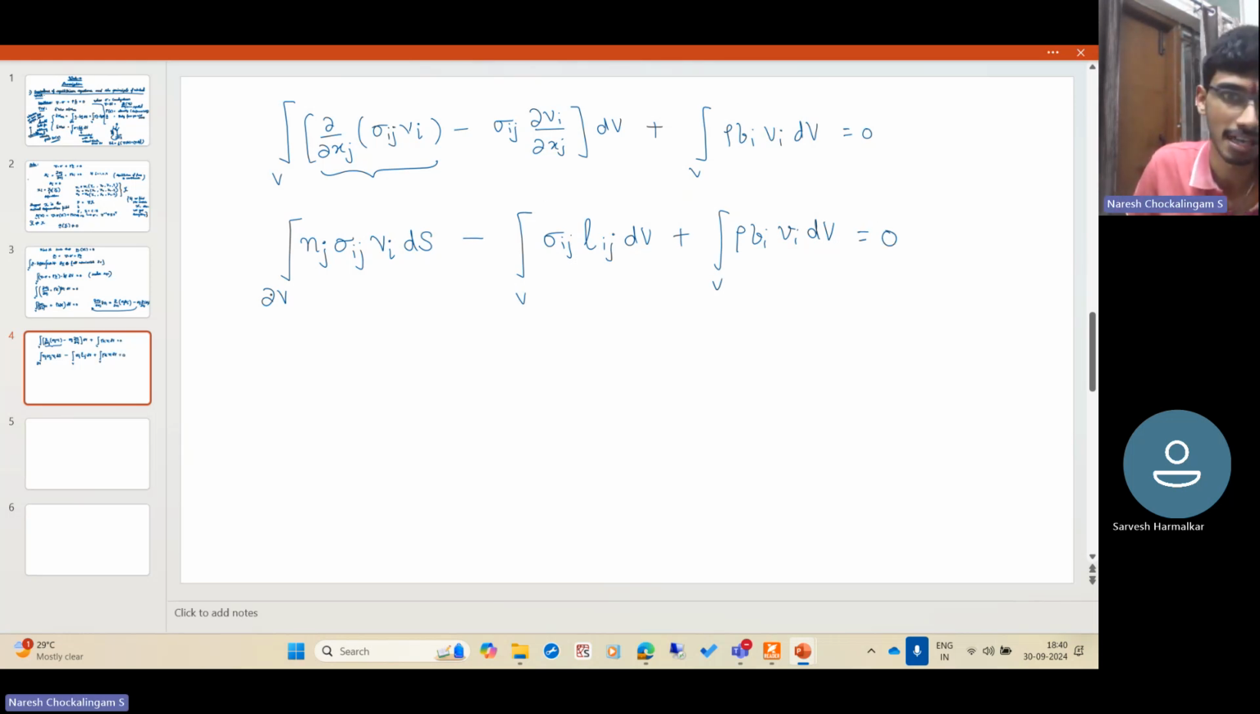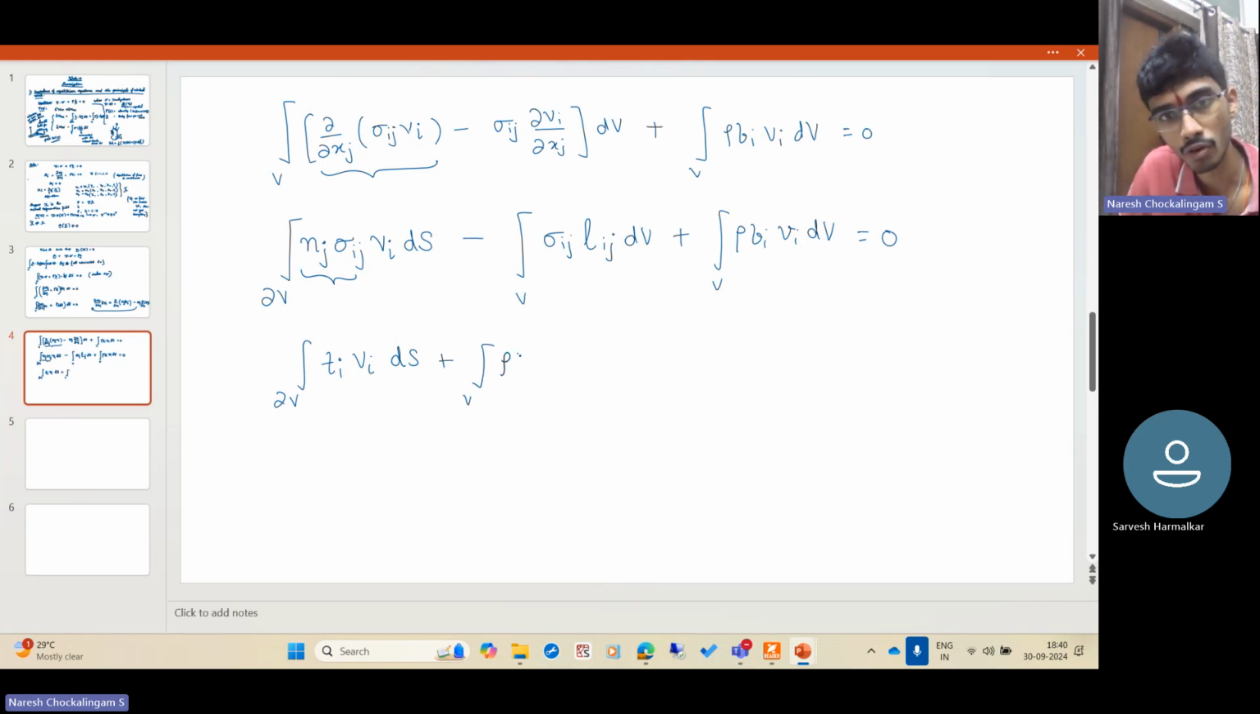So take the negative term to the other side. What is sigma ij nj? It is the traction ti. So we get integral over the surface of ti vi ds plus integral over the entire volume rho bi vi dv is equal to integral over the entire volume sigma ij lij dv.